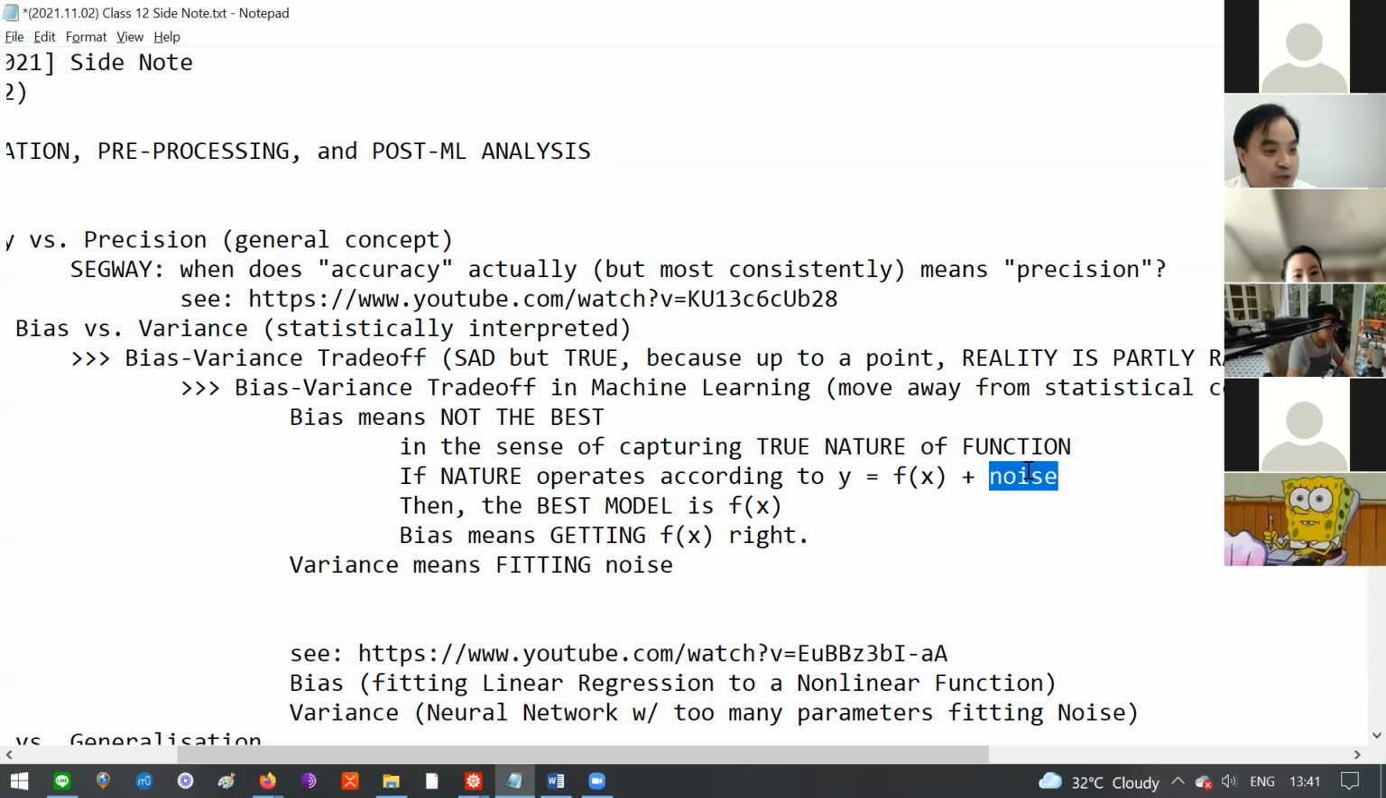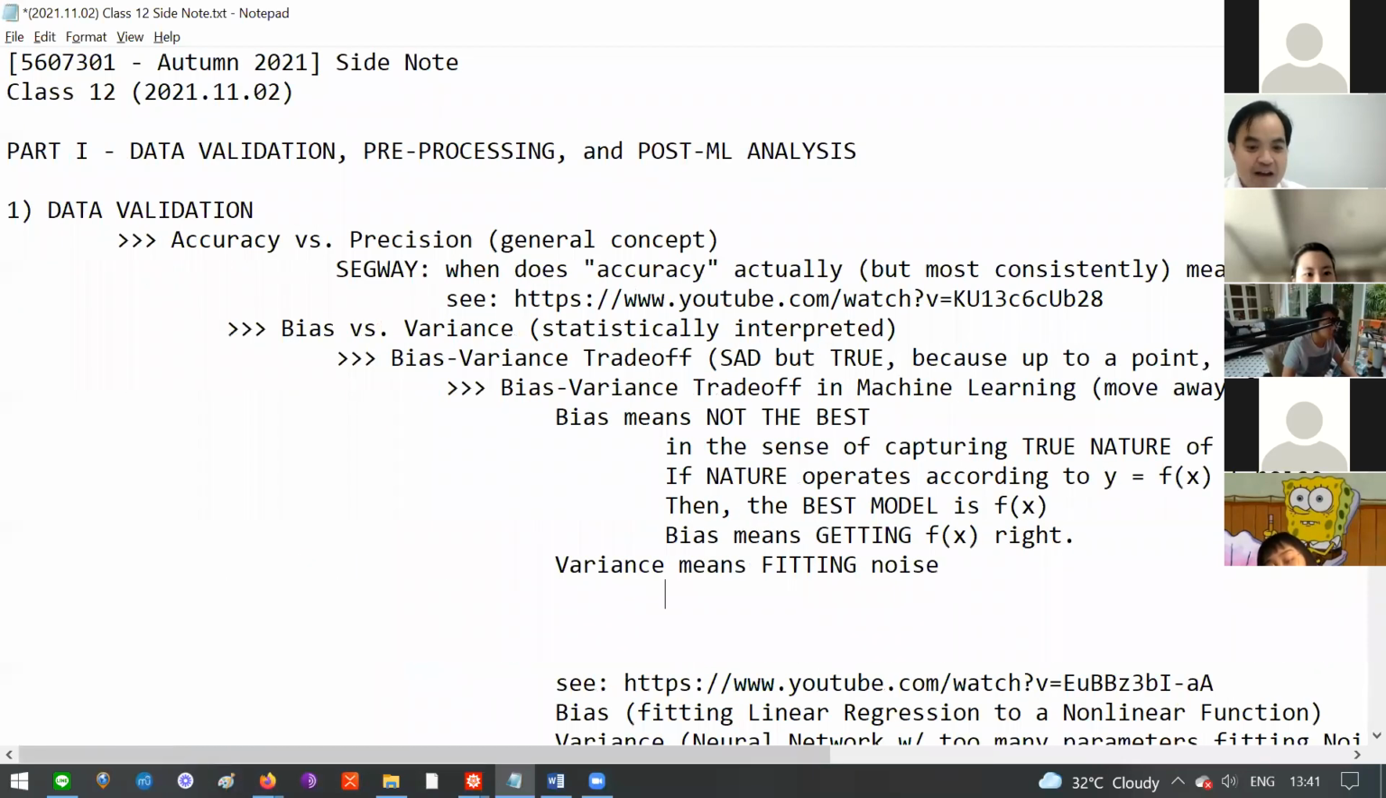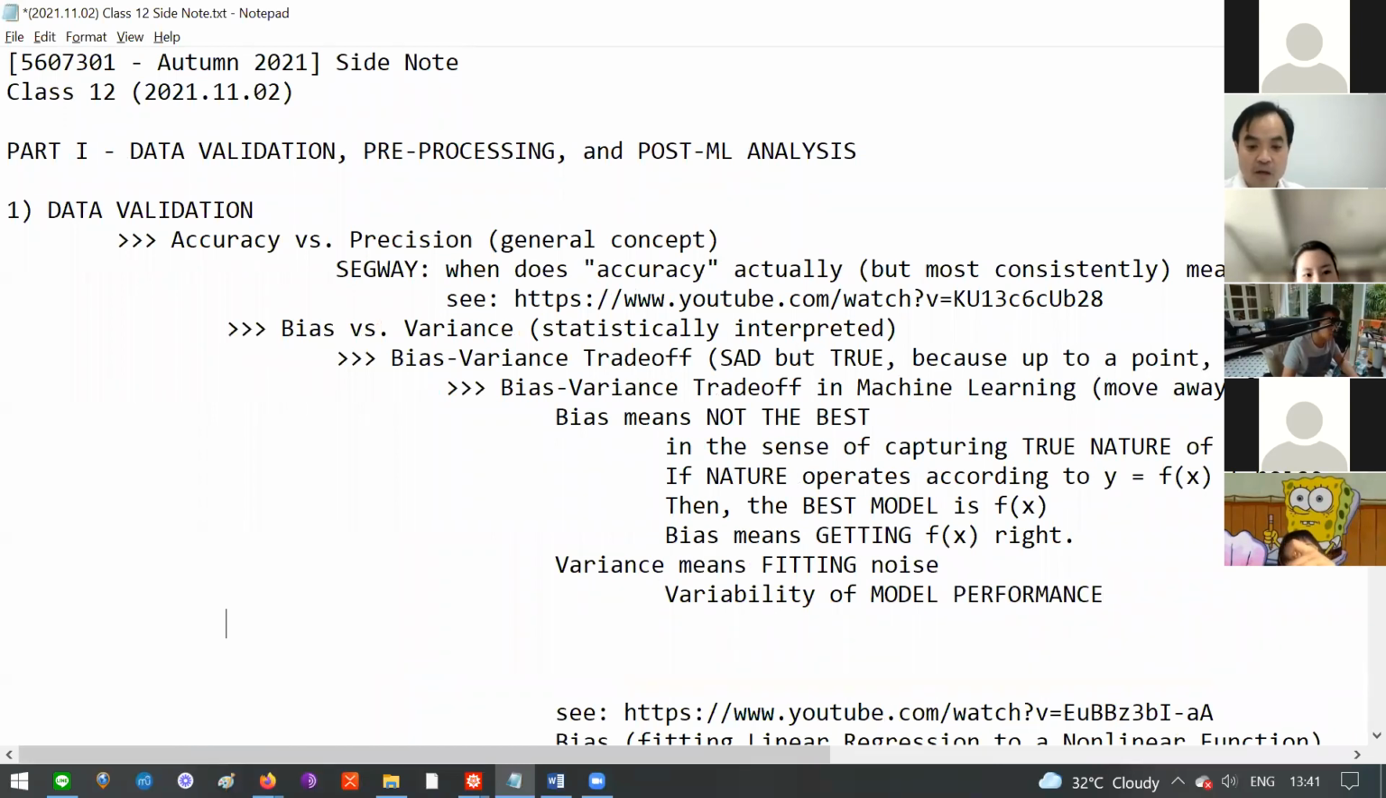Okay, what you want to do is get f of x. You can fail in two ways. One way is you don't get all of f of x. That is bias. So that is equivalent to statistics not getting the right mean. But variance means you're actually fitting the noise. Why is it called variance? It's called variance because it means variability of model performance when you get another data set.